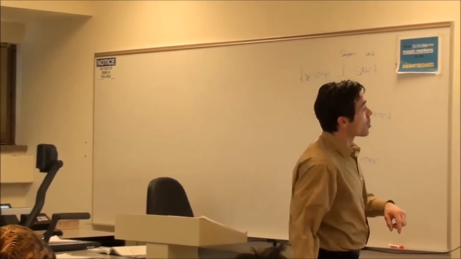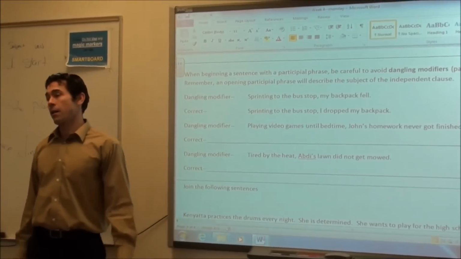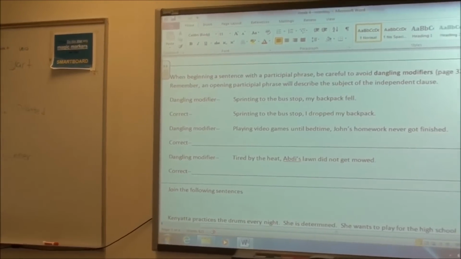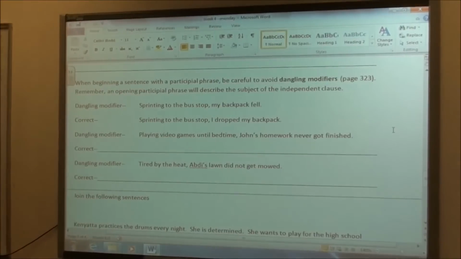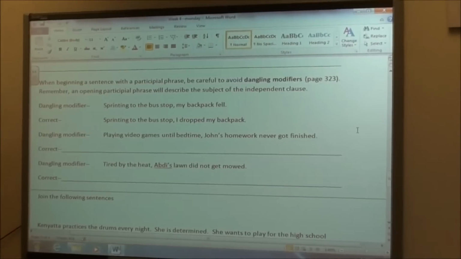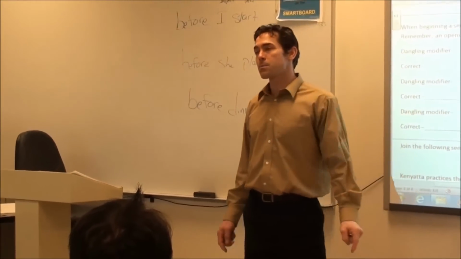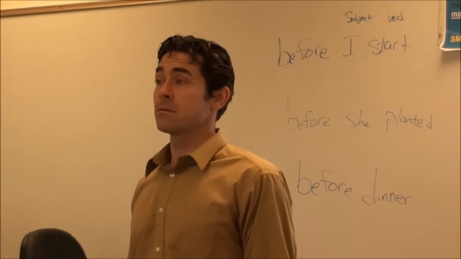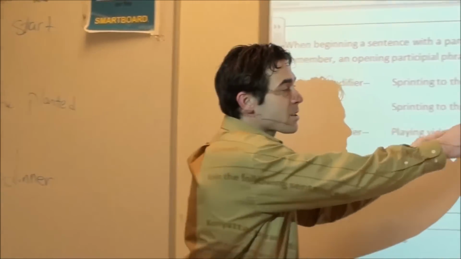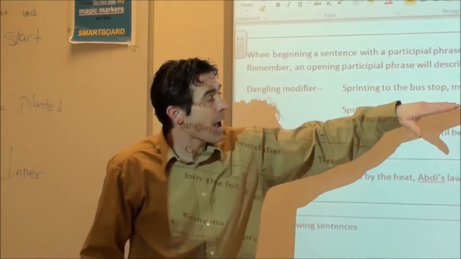Now, let me show you a bad sentence. Sprinting to the bus stop, my backpack fell. Why is that bad? Because it doesn't say who. Well, it does. According to that bad sentence, what was sprinting to the bus stop? My backpack. According to this sentence, the backpack is sprinting to the bus stop. Does that make sense? No. So you can correct that sentence. The next word needs to be I, or whoever is doing the sprinting. Sprinting to the bus stop, I dropped my backpack.